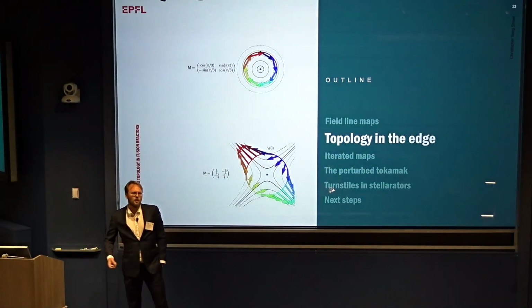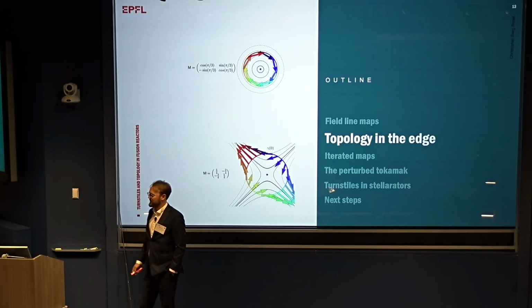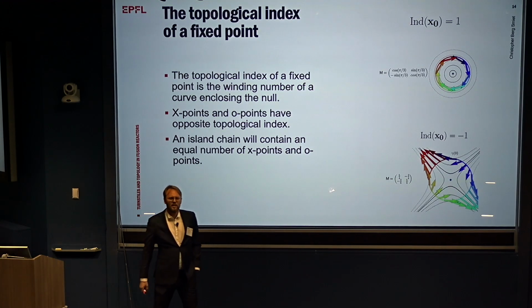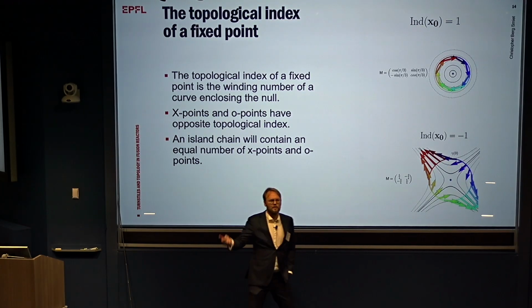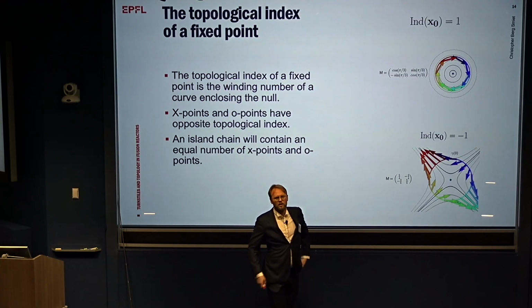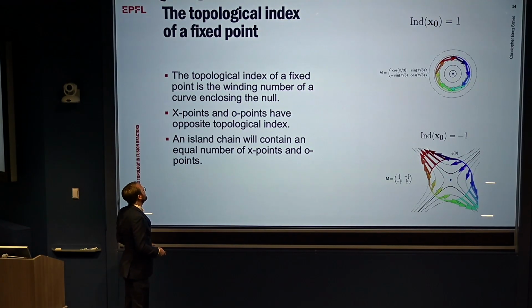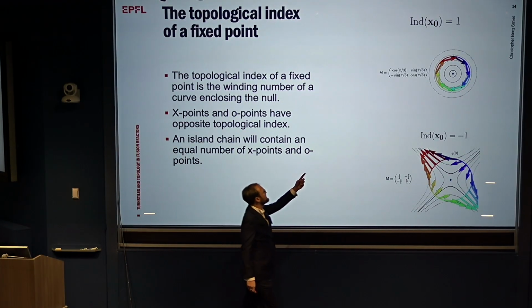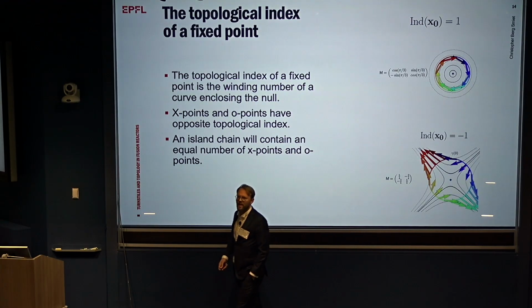So let's look a little bit at what is possible in such a divertor by looking at the topology in the edge of our fusion devices. So we define a thing called a topological index. The topological index is calculated from a curve that encloses a fixed point, and it's basically the winding number of that curve. I won't go into the full details on how you calculate it, but you can do that for any curve. And the important thing is O points have the opposite topological index from X points.